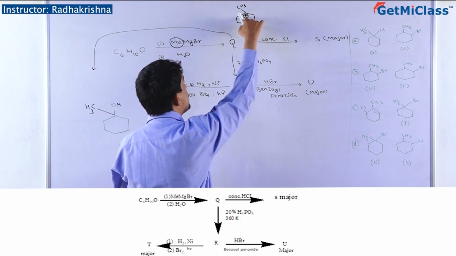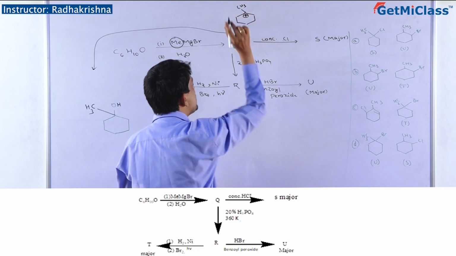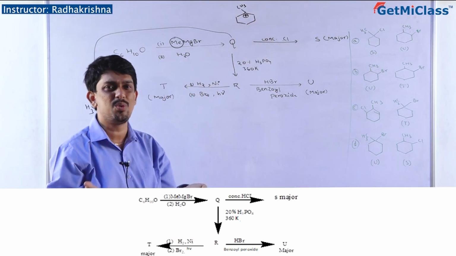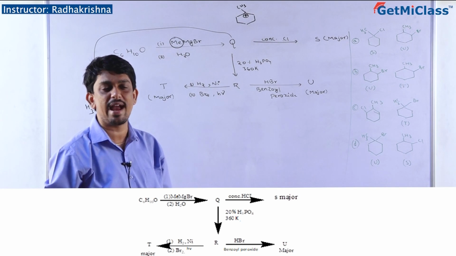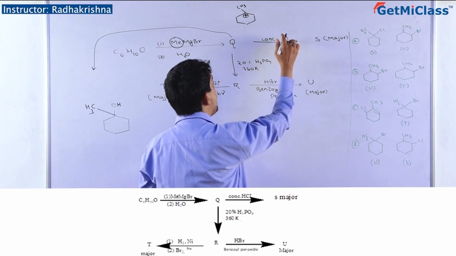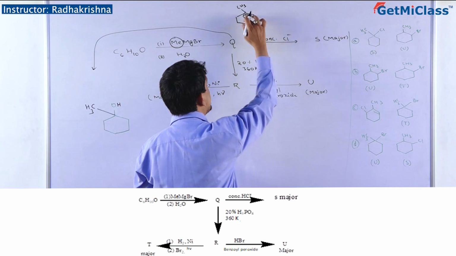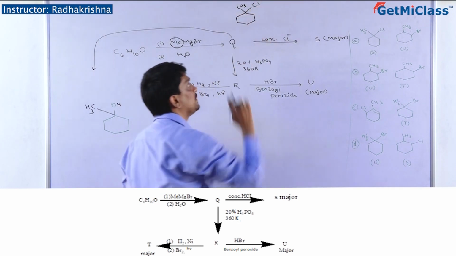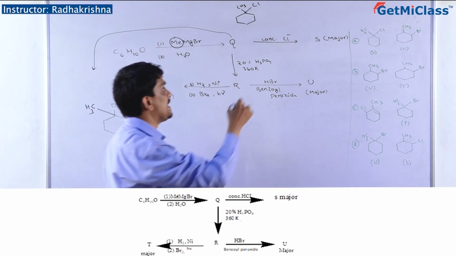Look at the nature of carbocation, 1, 2, 3. It's already tertiary carbocation. Whether we want any kind of rearrangement, no. What we are expecting we have here. Now the plus will be attracted by the minus Cl. Done. So this is what I will get as S.